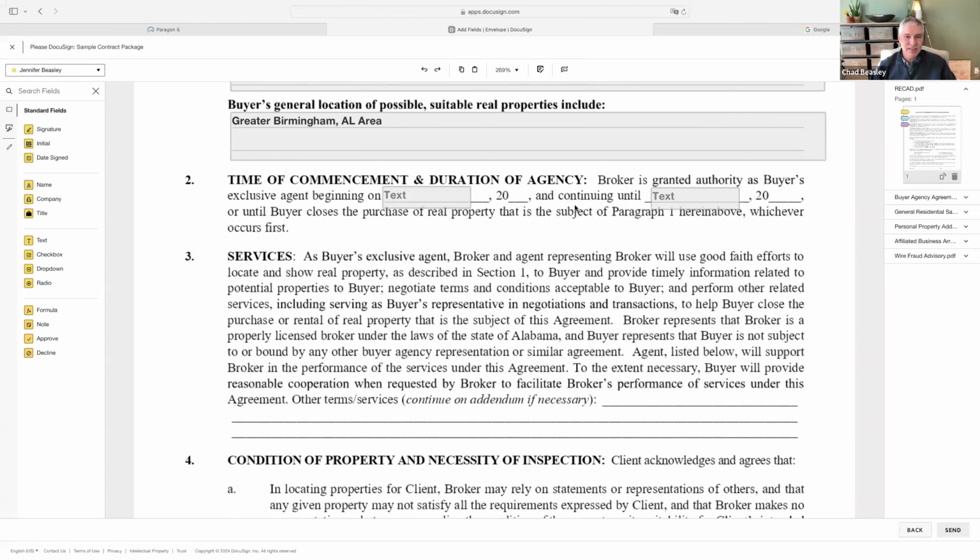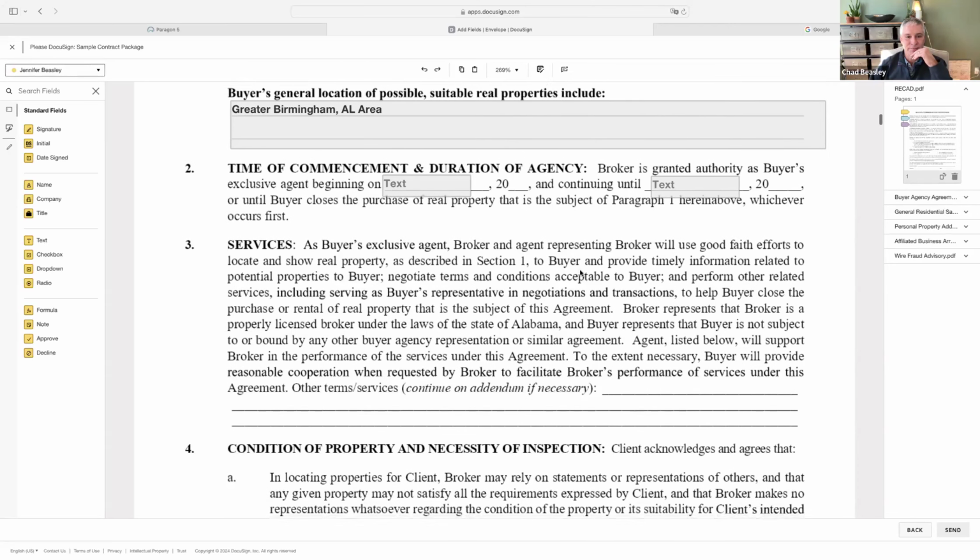You usually will put the day that you're getting it signed as the beginning date, and then continuing until I give time beyond when I think they may close on something, because you need this agreement to be in place when it closes. So if I think they're going to buy something in the next 3 months, I might stretch this out 6 months, or something like that. You can do a year if you want to, if they're going to be looking for a while. That's just up to you and what they will do.